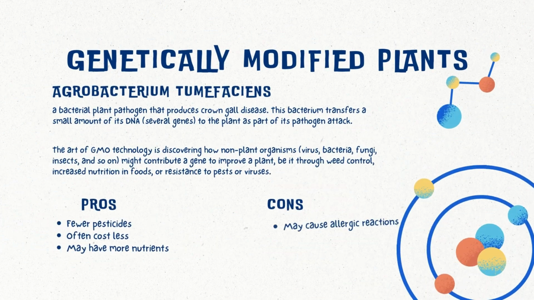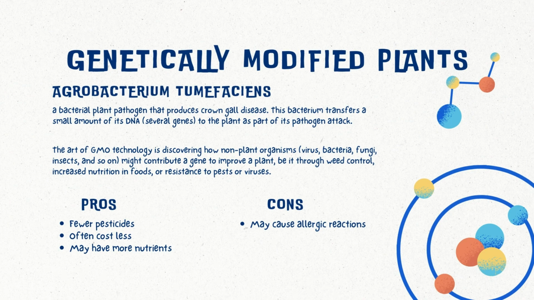There is also a bacteria plant pathogen that produces crown gall disease, and this is the Agrobacterium tumefaciens. This bacterium transfers a small amount of its DNA to the plant as part of its pathogen attack. So those biologists studying Agrobacterium's life cycle realized they could use the natural DNA transfer process to introduce genes into plants by piggybacking a gene of interest from any organism onto the Agrobacterium's transfer process.